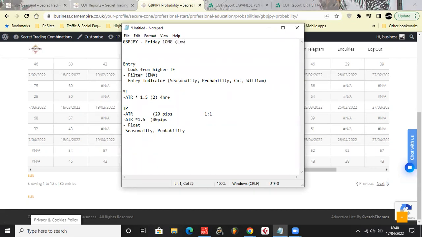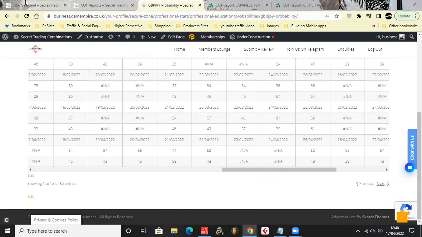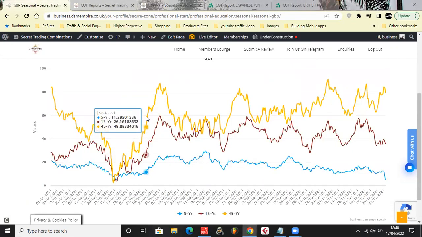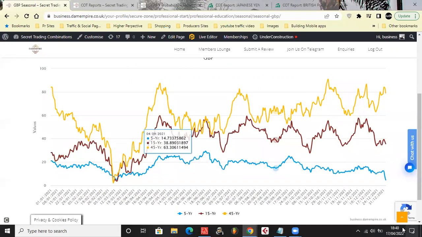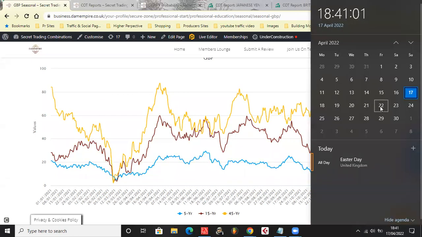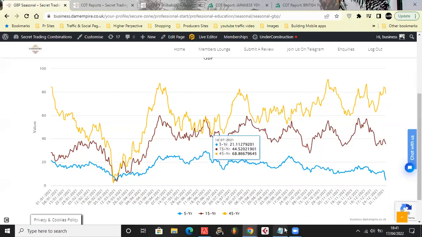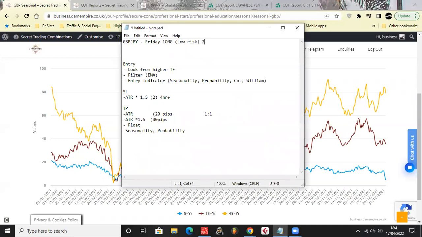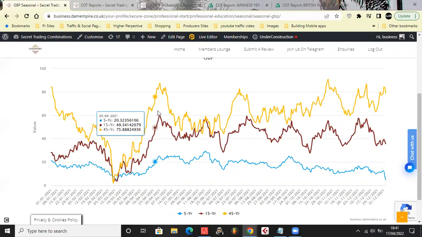Lowest risk is Friday. So you can go in on Monday if you want, but I wouldn't risk it because you might get that pullback coming into play right here. Maybe price might consolidate for a little bit, but 21st seems to be a good option. So you can either go in on 21st or 22nd, but I would choose 22nd. 22nd on GBP JPY long, and you can go long all the way till around 29th.